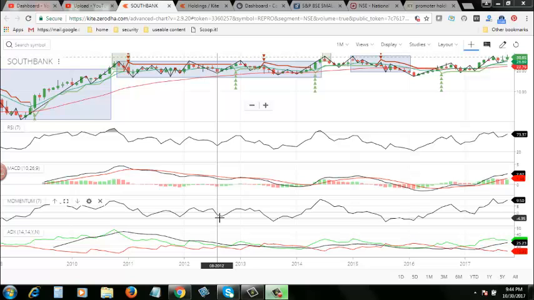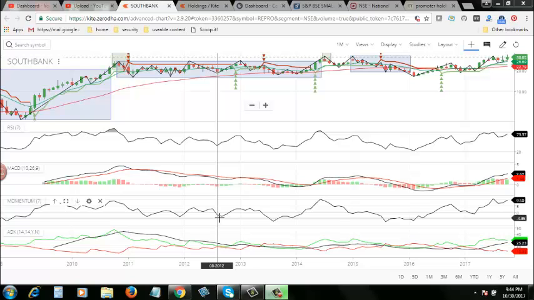Okay, right now what you are seeing is the monthly chart of South Bank. You can see the price trend history of South Bank, along with a few technical indicators that I am using to do the analysis. I'm using RSI, MACD, Momentum, IDX, Super Trend, Darvas, etc. Moving averages also I'm using.